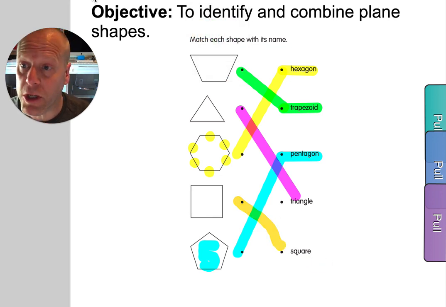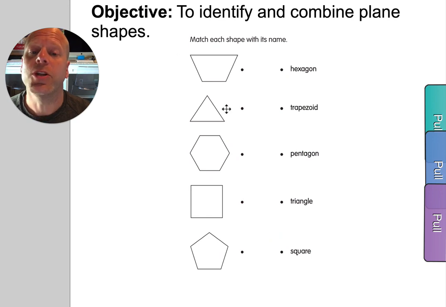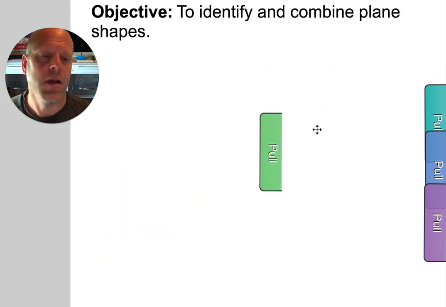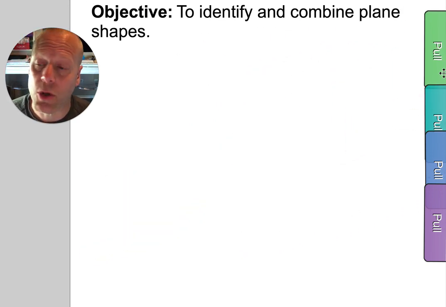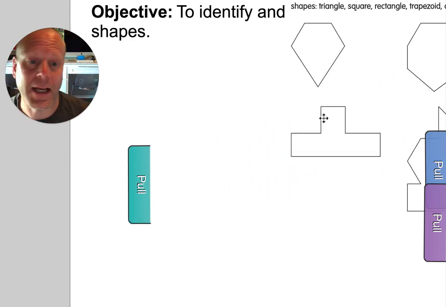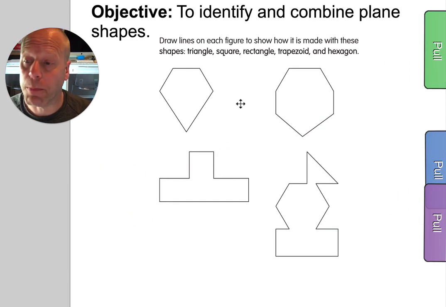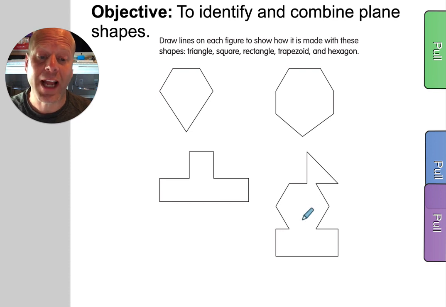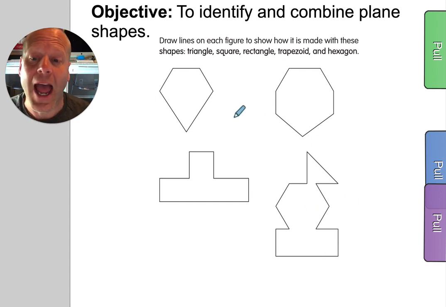So, first part of this is just, do you know the names? Hexa, trapezoid, pentagon. And then, once you're pretty good at knowing the names, I want you to kind of find those shapes as they create figures. How did they do this one? How did they make this diamond?